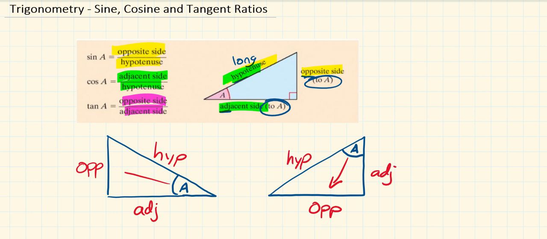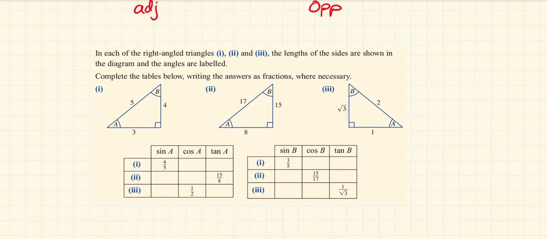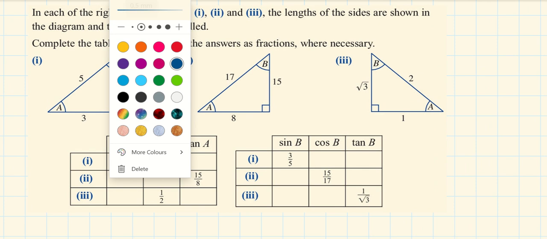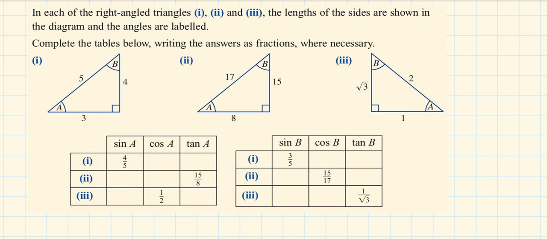And when I'm doing them, I might just write O, A and H for convenience sake. But it's just to note that it's the opposite side to A. It doesn't matter what way the triangle is laid out. So here, very simply, we can just figure out some of these ratios while we are going along here. So for each of these right angle triangles, the lengths of the sides are shown and the angles are labelled. Complete the tables below, writing the answers as fractions.